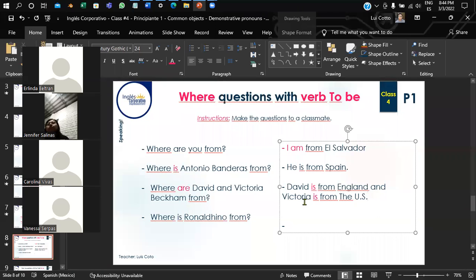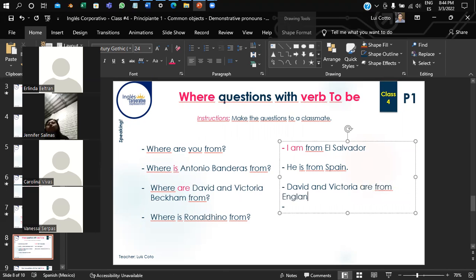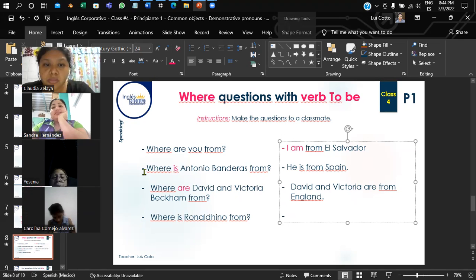But let's suppose, supongamos, they are from the same country, we can say David and Victoria is or are from the same country. Is or are? Are. Okay, because we have two. Are from England. Ah, okay, in that case, yes, suponiendo que son del mismo country. Okay, but that is the example. It's only one example. Okay, next question.